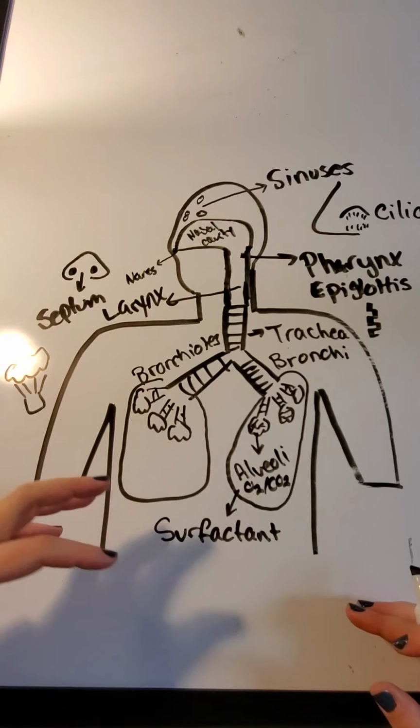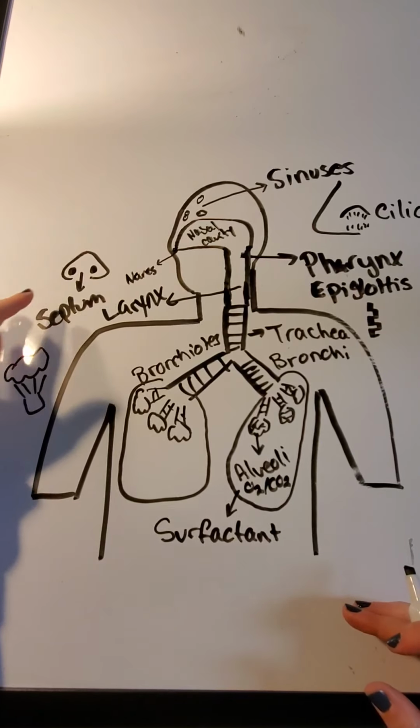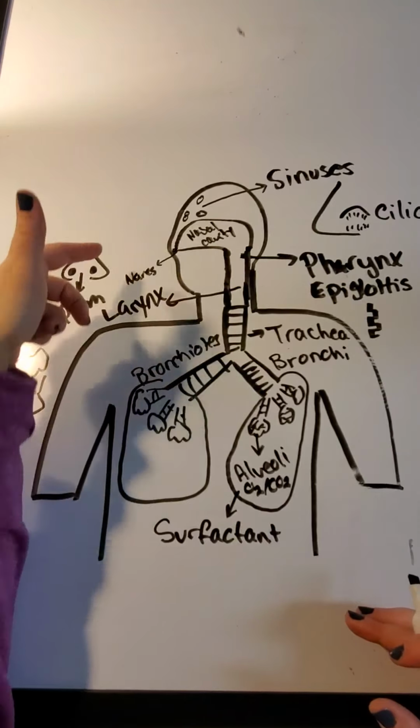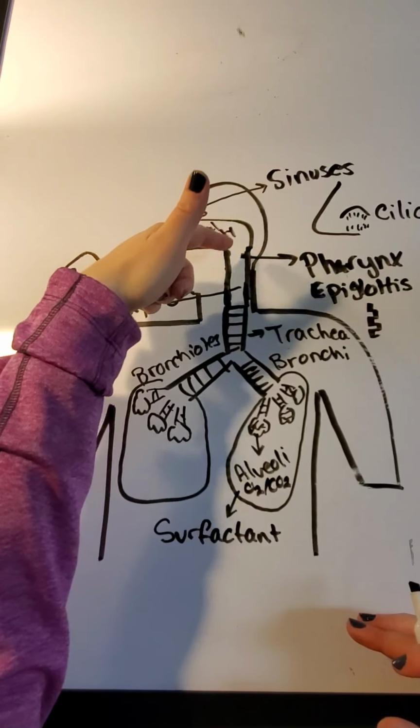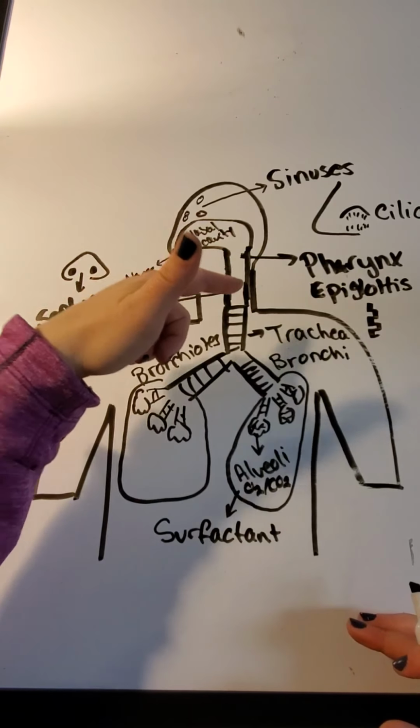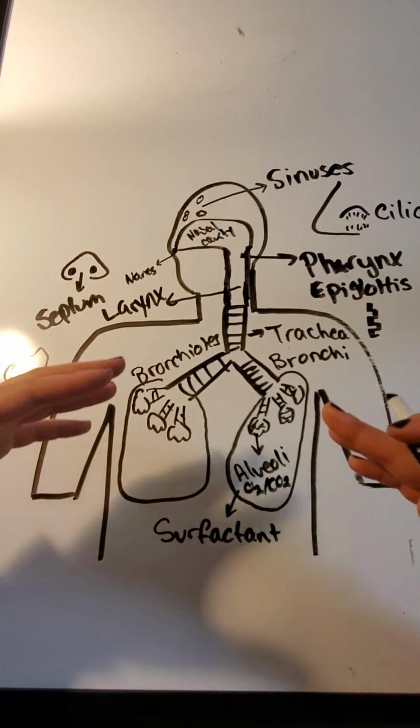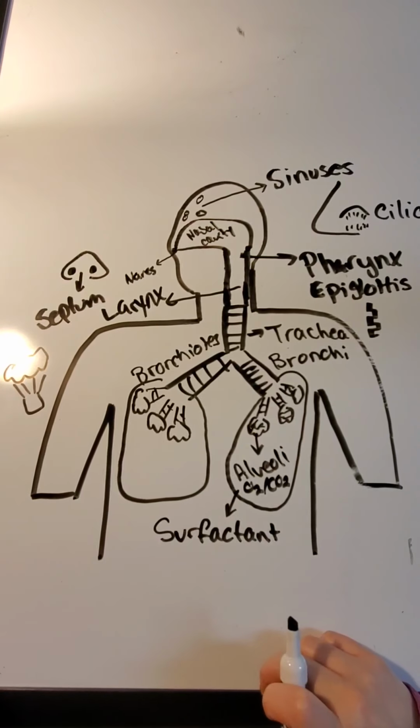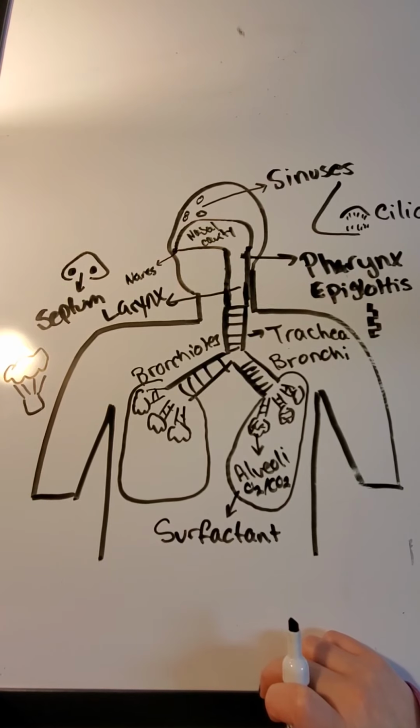And again, we start this whole process up at our nares or our nostrils. We come into the nasal cavity, we come down to the pharynx, we come down into the larynx, trachea, bronchi, bronchioles, and then we come into the alveoli. Now, I will be talking more about how we actually breathe next week, but this is just the general overview of the different parts of the respiratory system.